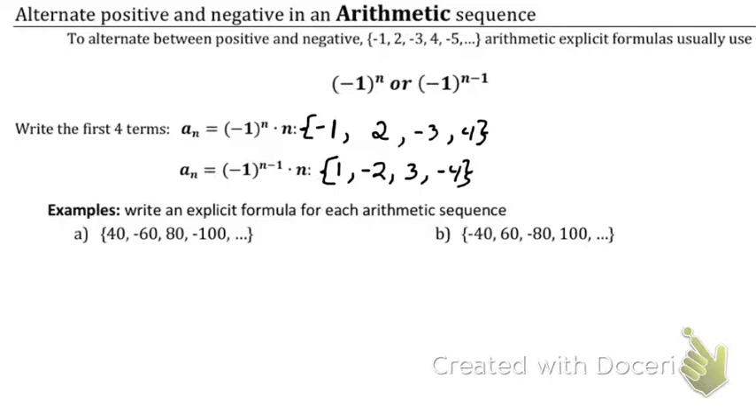All right, let's do a couple examples. For starters, I want you to change your b to this. We're going to stick with the same thing. We're just going to put negatives on it.